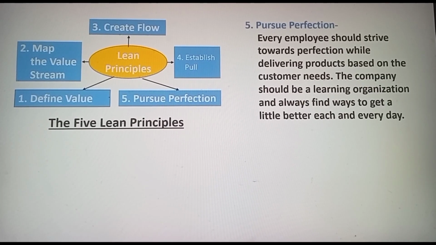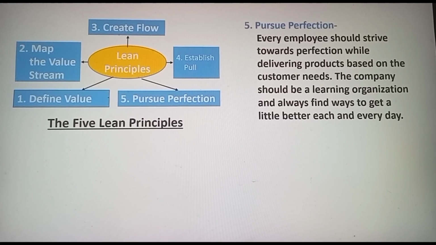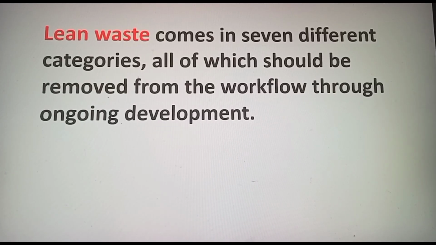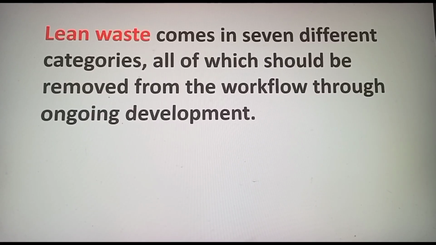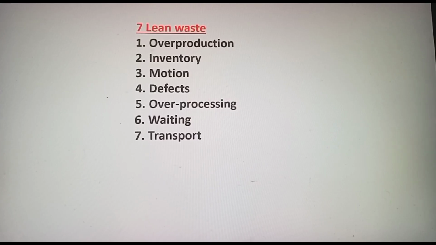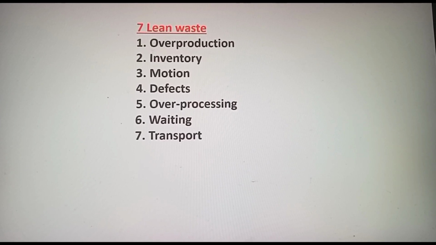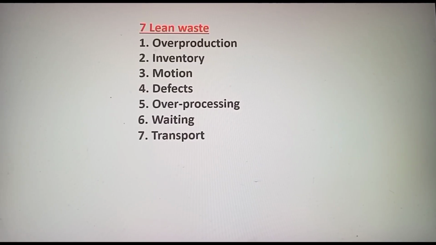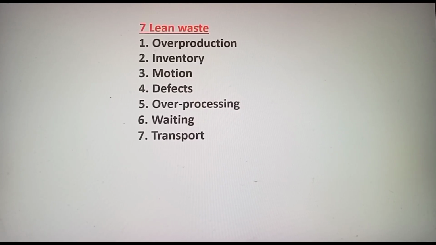Let us discover what kinds of wastes occur in lean manufacturing. Lean wastes come in 7 different categories, all of which should be removed from the workflow through ongoing development. The 7 lean wastes: first, overproduction; second, inventory; third, motion; fourth, defects; fifth, overprocessing; sixth, waiting; and seventh, transport.